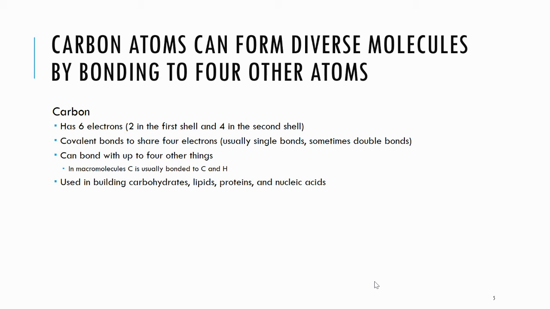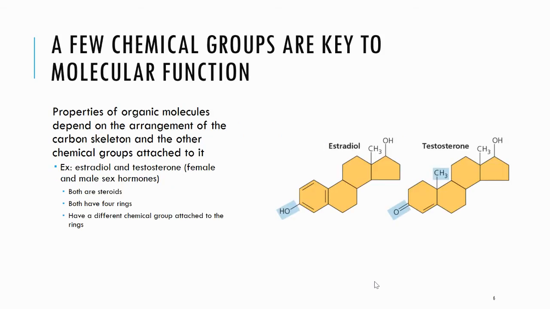Usually with our 4 organic molecules or macromolecules, carbon is bonded to another carbon and some hydrogens. But at any rate, it is used for carbs, lipids, proteins, and nucleic acids. The properties of the specific organic molecules depend on the arrangement of carbon and the other groups that are attached to it. And we will look at that more in Chapter 5 as well.